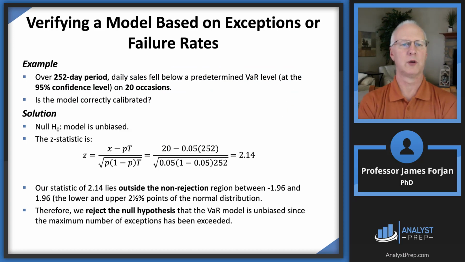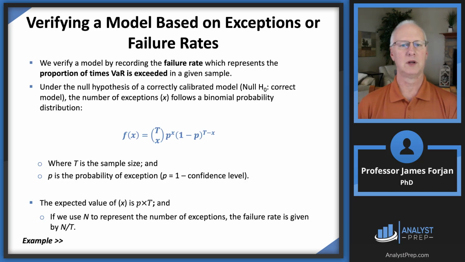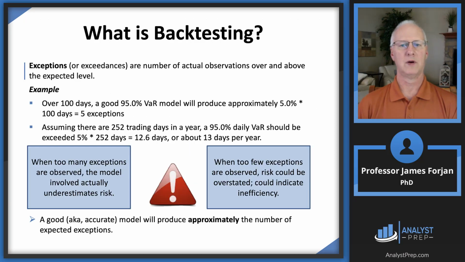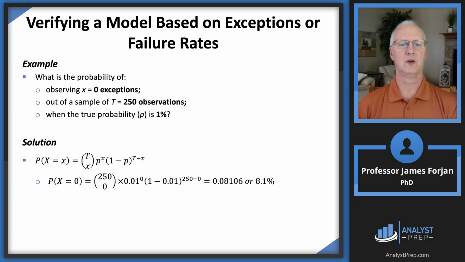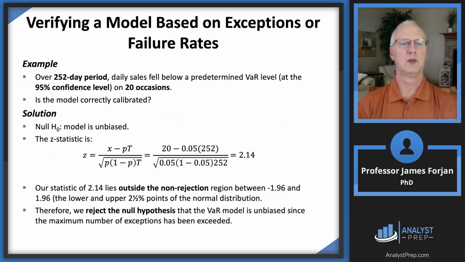So let's work through a quick example here. 252-day trading period. Daily sales fell below a predetermined value at risk level, 95% confidence, on 20 occasions. So what did we say a couple slides ago? That should be 95%. That's about 13 days a year. So this example, what does this one tell us? On 20 occasions. So is the model correctly calibrated?